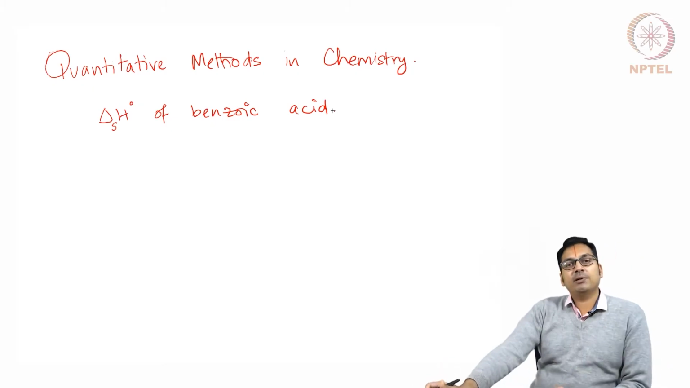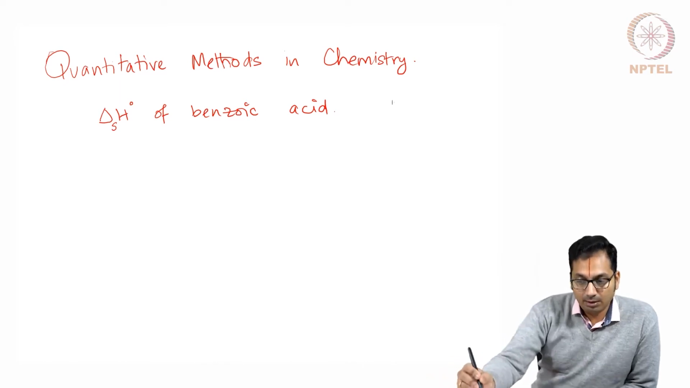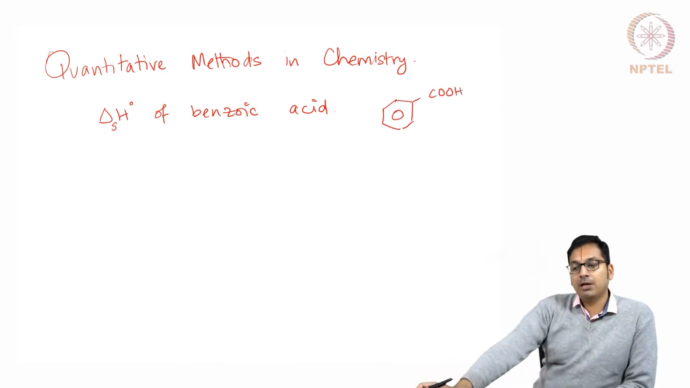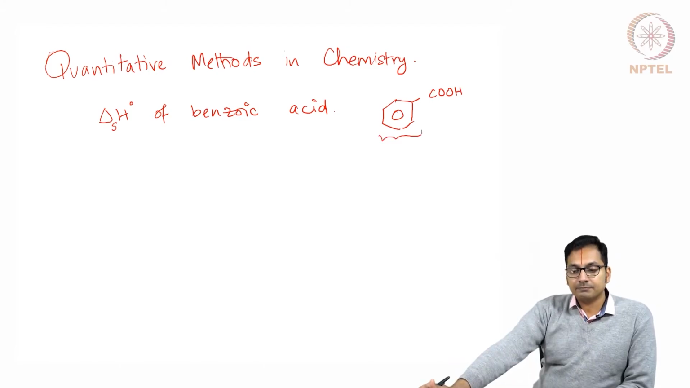So basically, this experiment will help you find the standard enthalpy change that is associated with dissolving solid benzoic acid in water. And one would understand that benzoic acid, although it has a carboxylic group, a COOH group, doesn't dissolve that easily in water because of the presence of this aromatic moiety. We will try to understand how this experiment will be set up and what can be done.